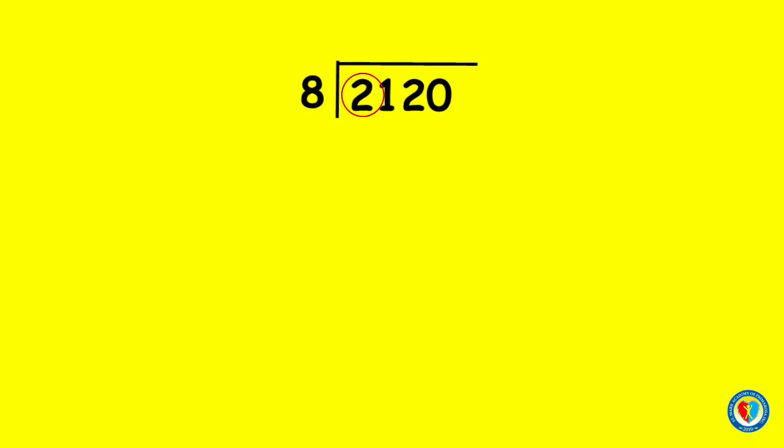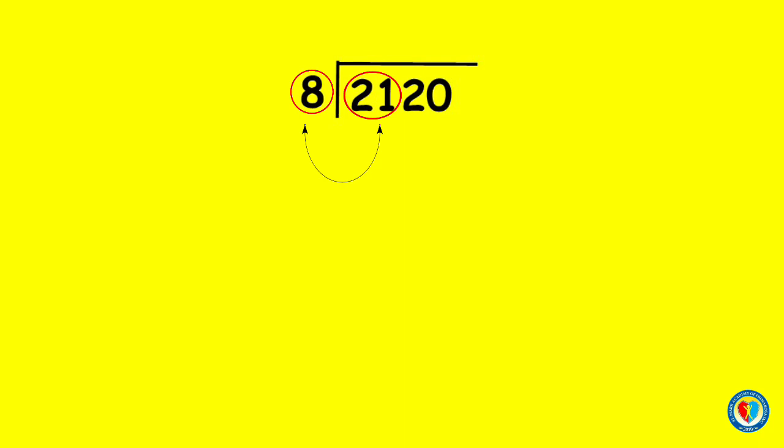We compare the leftmost digit of the dividend with the divisor. 2 is smaller than the divisor 8. It cannot be divided, so move on to the next place value, and that is 21. Since 21 is greater than 8, let's divide 21 by 8. How many 8s are there in 21? To get the answer, simply use the table of 8.